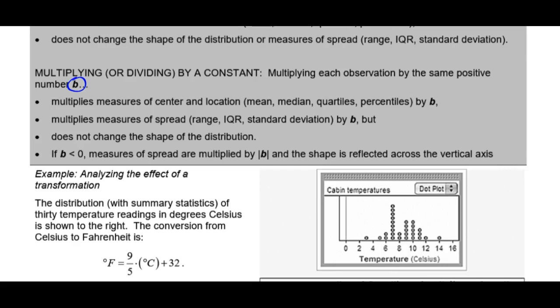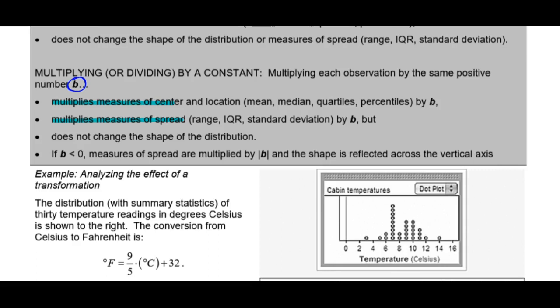Okay? But look at this one. This is different than the previous one. We multiply measures of center and we multiply measures of spread. So think of it this way. If I have a distribution of scores and then I multiply everybody's score by the same value, if that value is greater than 1, the data is going to be more spread out. If that value is less than 1, the data is going to be clustered closer together. I think it makes sense when you think about it.